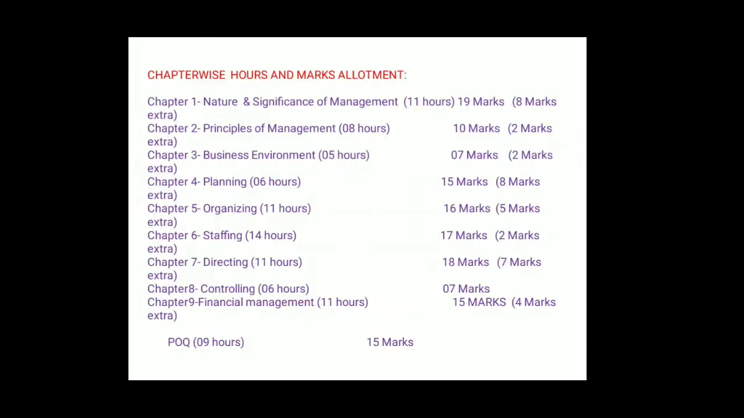Now the chapter wise hours and marks allotted. Nature and significance of management, very important, 19 marks. Second chapter, principles of management, 10 marks. Business environment, 7 marks. Planning chapter, 15 marks. Organizing, 16 marks. Staffing, 17 marks. Directing, 18 marks. Controlling, 7 marks. Financial management, 15 marks.